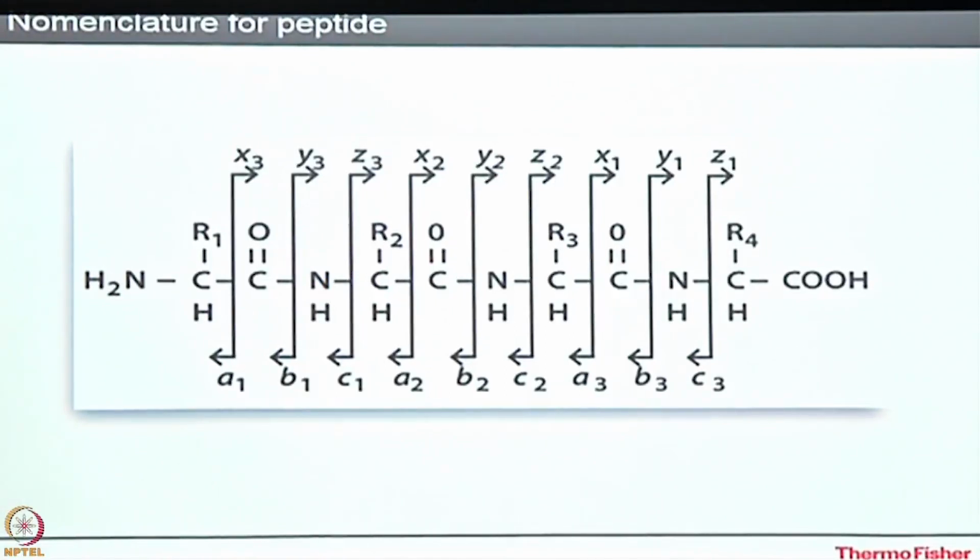Okay. So now there are different ways of fragmentation: CID, HCD, ETD. Different fragmentation will give you different kinds of ions. In the case of CID, you will get only B and Y ions. In the case of ETD, you will get C and Z ions.